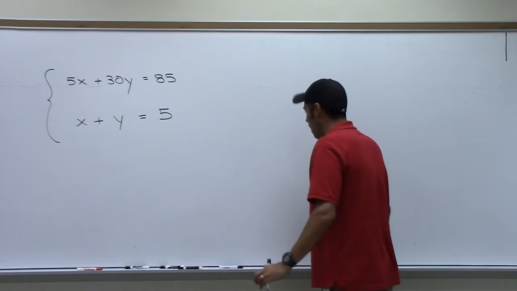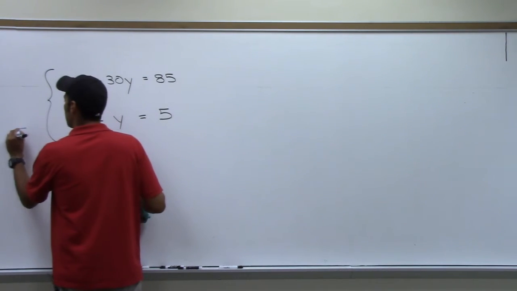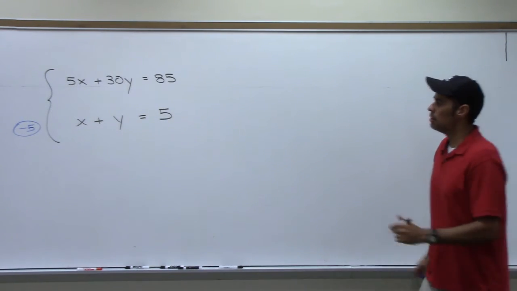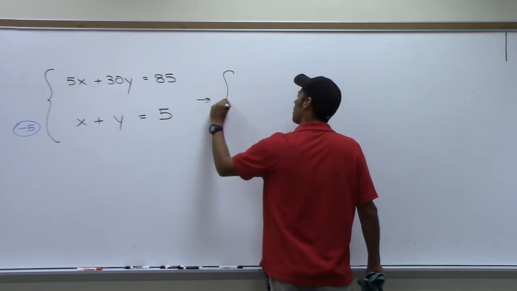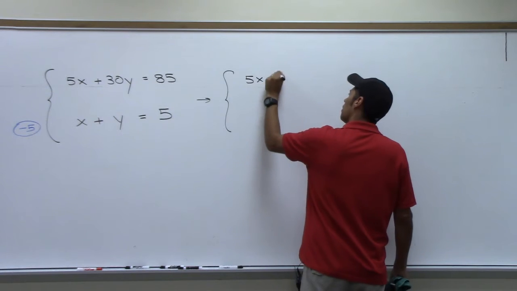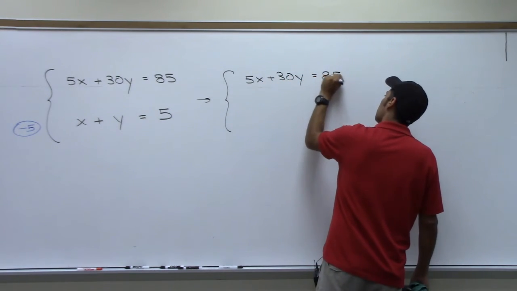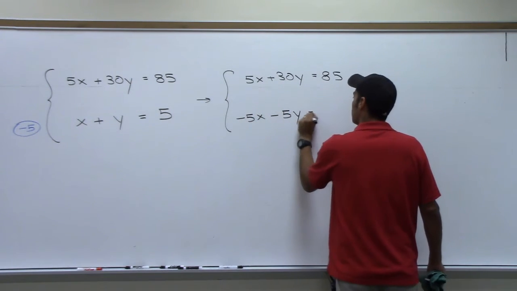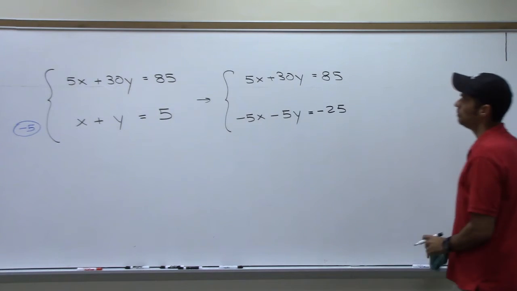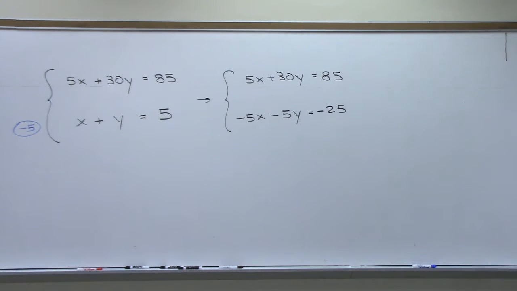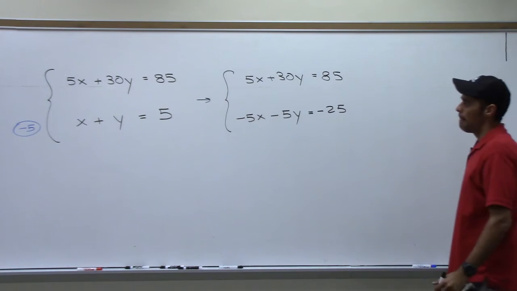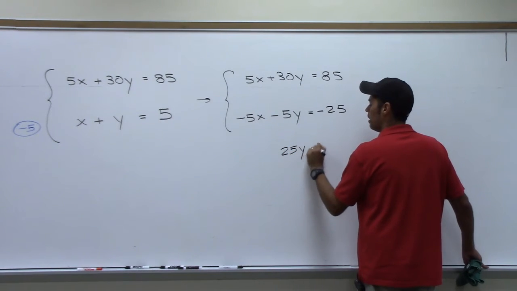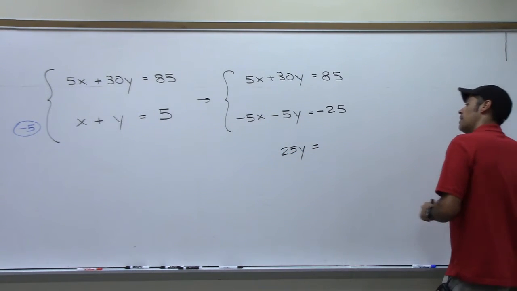Multiplying the second equation by what? -5. Could I have done -30? Yeah, and that would have killed off the y's. It doesn't matter which way you do it. Rewrite the system. 5x plus 30y equals 85. And -5x minus 5y equals -25. Add down. What do you get? 25y equals 60.